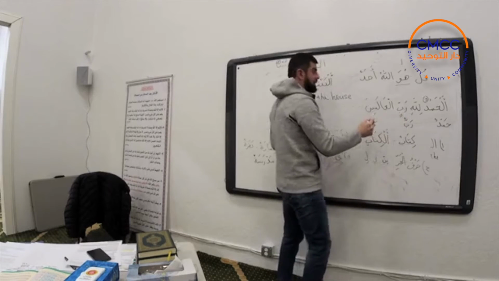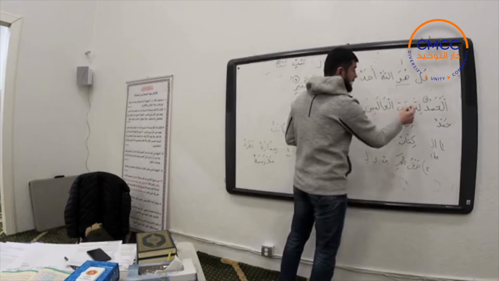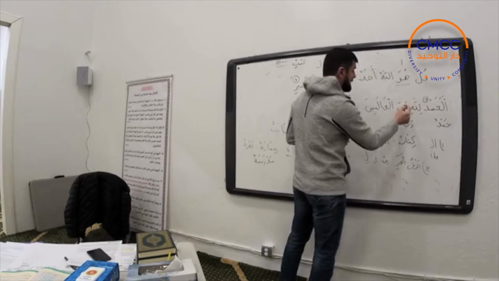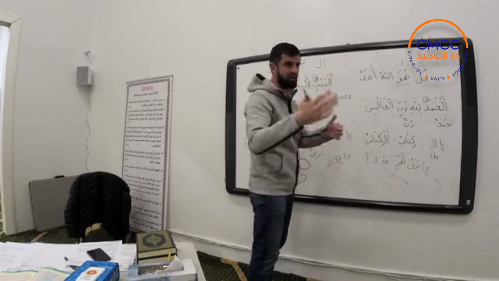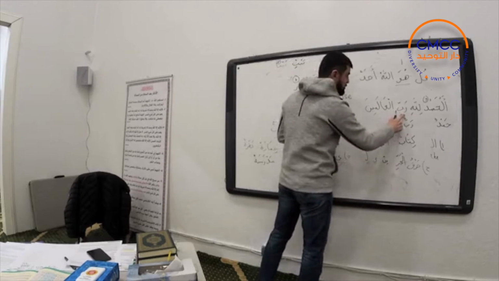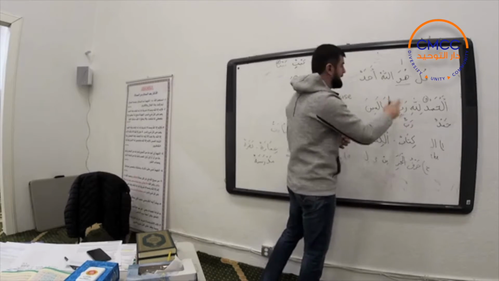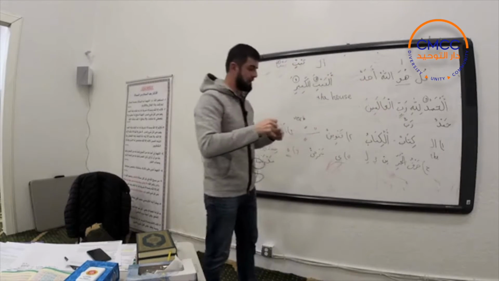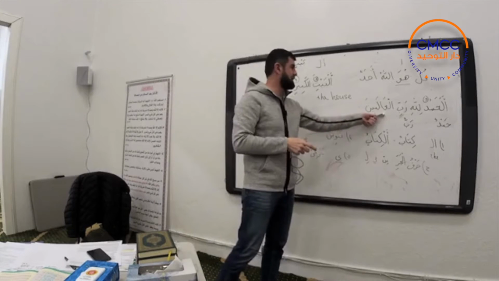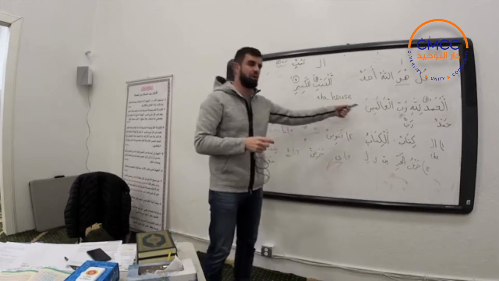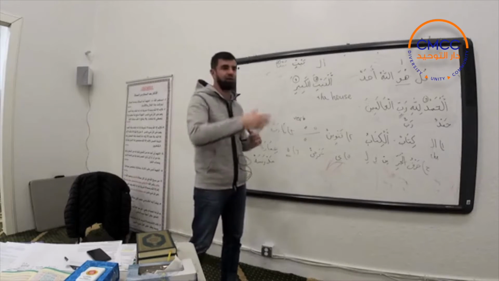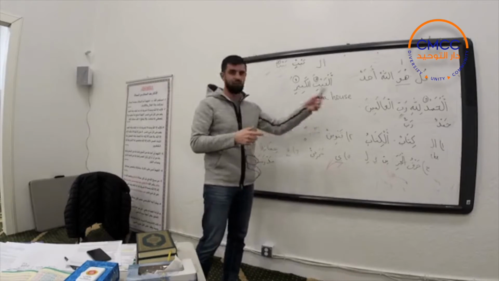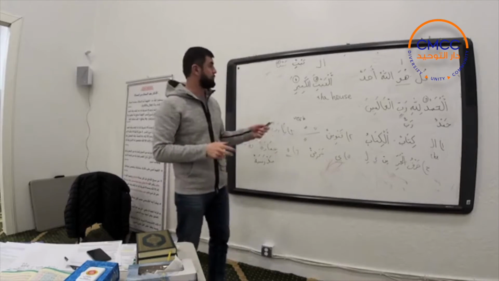We don't have al right here, but as I told you, it's another topic, and I'll explain it later. Normally it should have been Rabbin, but it's Rabbil Alameen. And this one, Al-Alameen, it's plural. It's another form of plural. Inshallah, later on in another lesson I'll explain it. Okay, I'll explain it to you.